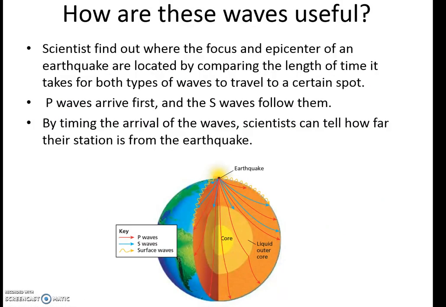So this is how the waves are useful. Scientists can find out where the focus and epicenter of an earthquake are by comparing the length of time it takes for both waves to travel to a certain spot. The P waves arrive first, and the S waves follow them. So by timing the arrival of the waves, scientists can tell how far their station is from the earthquake.